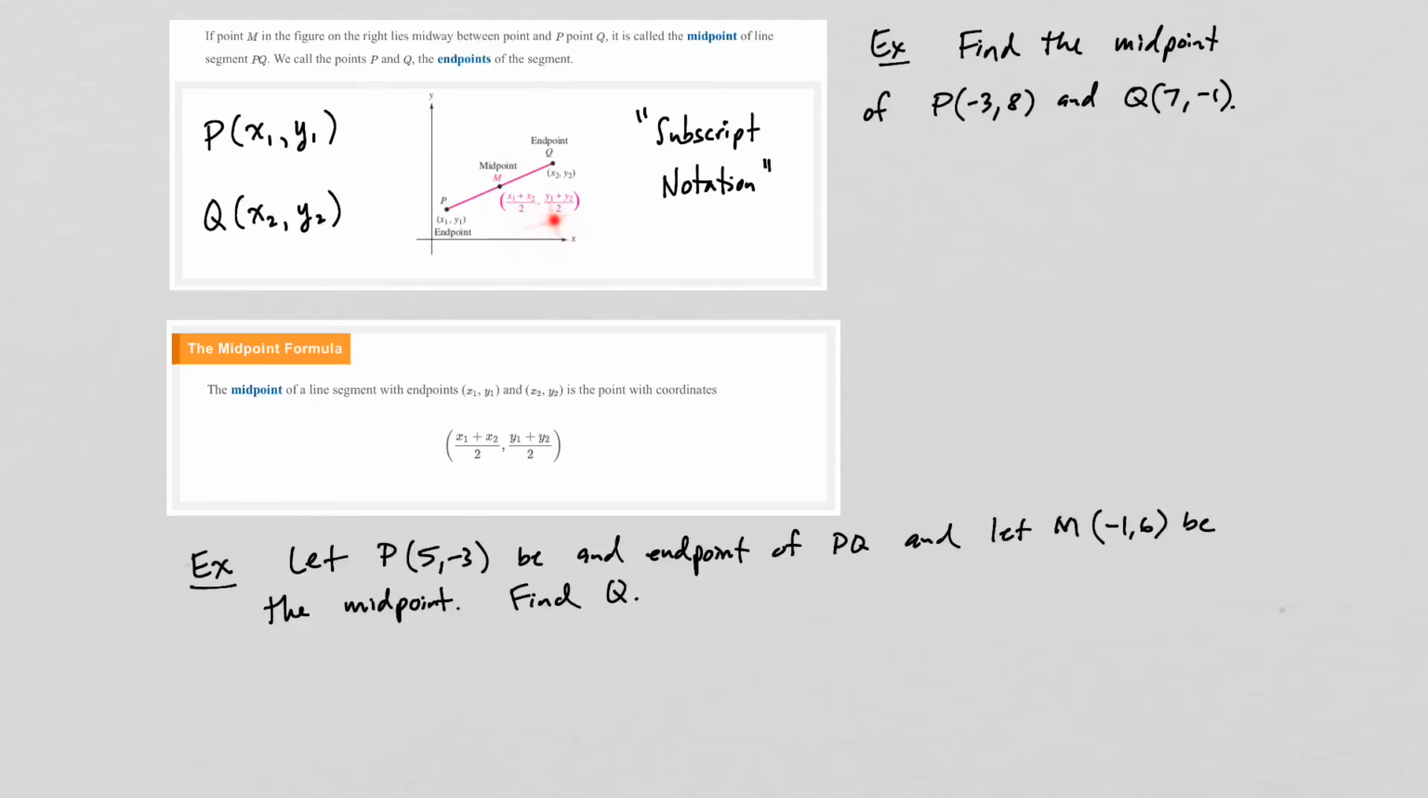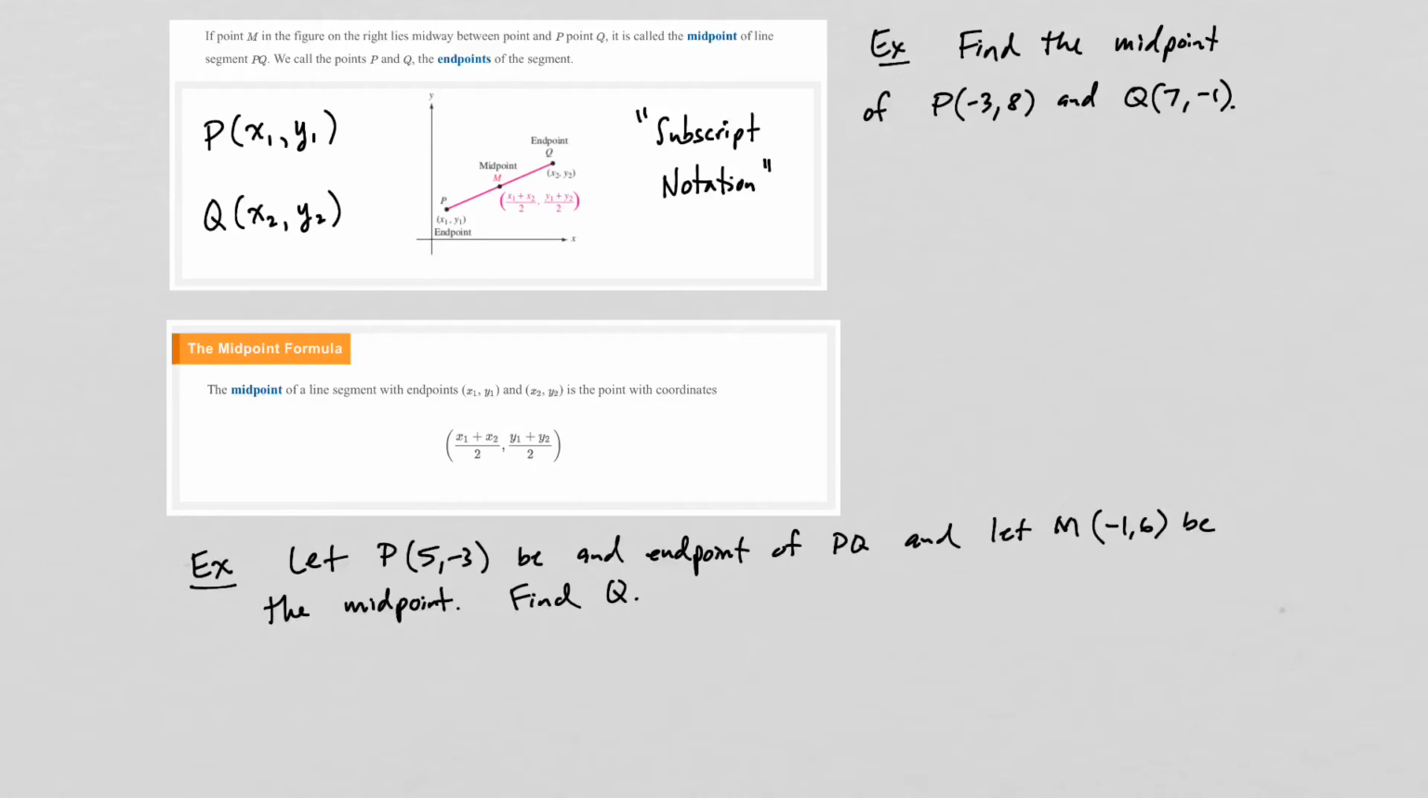And the midpoint has a formula where all you need to do is take the average of the x coordinates to get the x coordinate of the midpoint, and then take the average of the y coordinates to get the y coordinate of the midpoint. And so the coordinates for the midpoint are given by the following formula. The x coordinate is (x1 + x2)/2, and the y coordinate is (y1 + y2)/2. So all we're doing is adding the x coordinates of the endpoints and dividing by 2, and adding the y coordinates of the endpoints and dividing by 2.